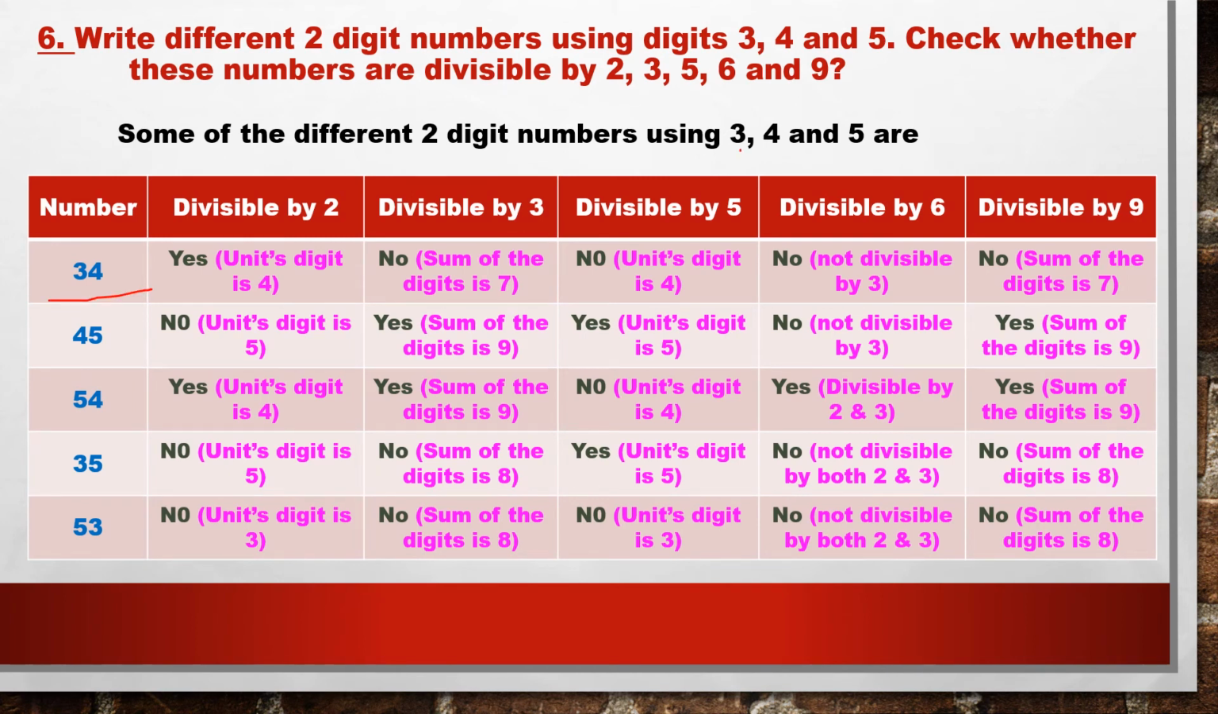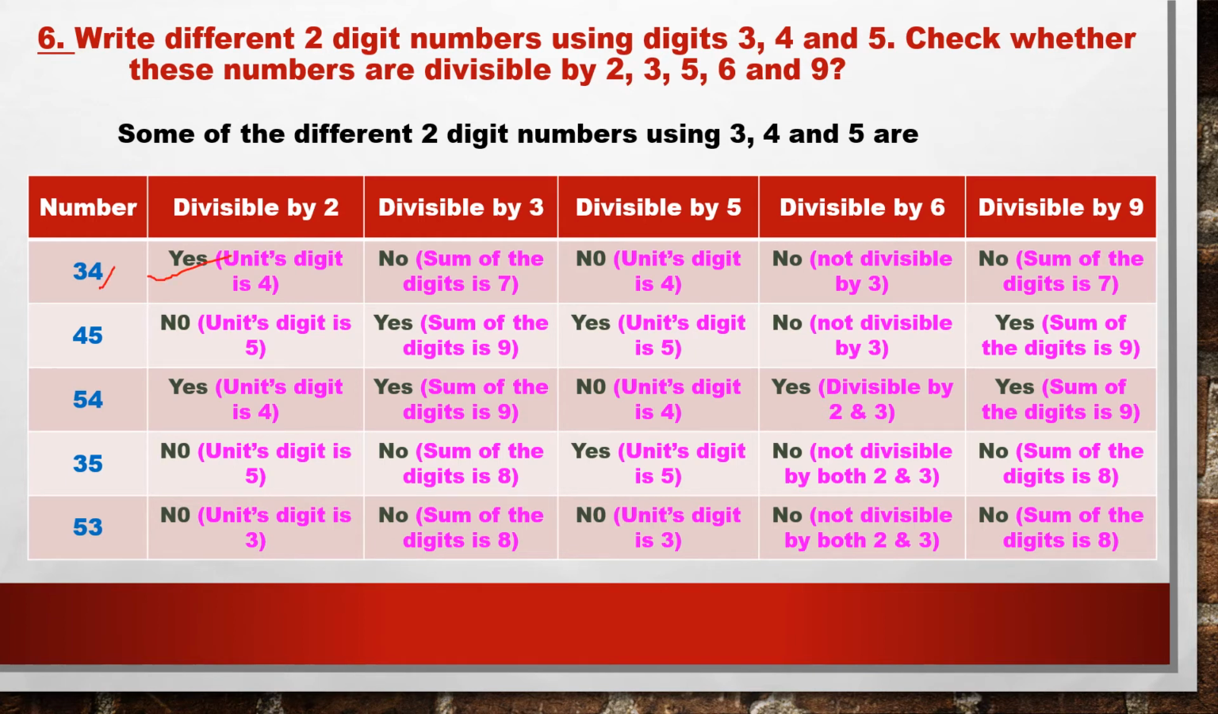Here 34 I can write, 45 by using these two digits 45, 54, 35, 53. By using these three digits only I wrote these numbers. Okay. Now divisibility rule, by using the divisibility rule of 2, the last digit is 4, so it is divisible.